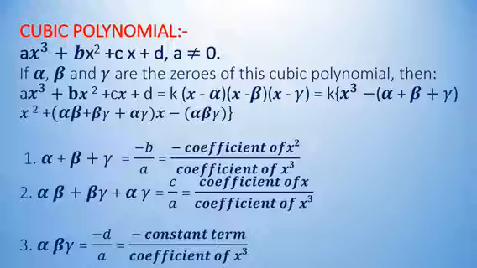to minus b by a, that is minus coefficient of x squared divided by coefficient of x cube, and alpha beta plus beta gamma plus gamma alpha is equal to c by a, that is coefficient of x divided by coefficient of x cube, and alpha beta gamma, that is the product of the zeros, equal to minus d by a, that is minus constant term divided by coefficient of x cube. So this way we can establish the relation between the zeros of a polynomial and its coefficients.